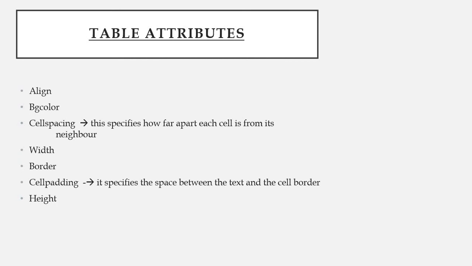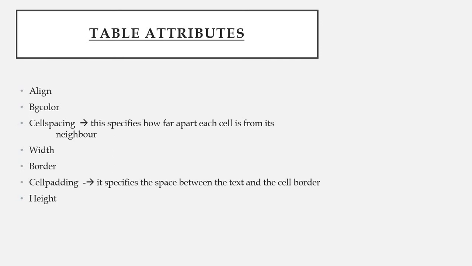BG color means background color. We can change the background color, and we can align the content of table data using the align attribute. Then width, we can specify the table width, how much. Then border, the table border. The height of the table we can specify with a number or in percentage.